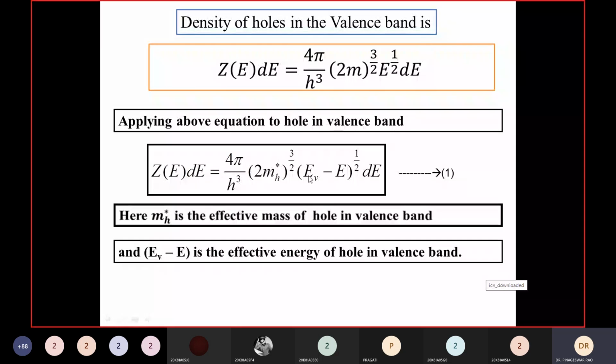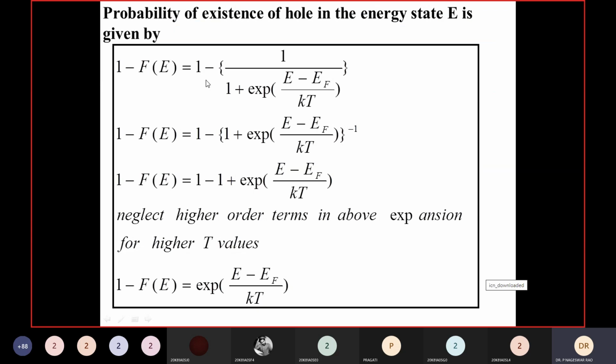Okay, the density of the energy states of holes. Now the probability: this probability means 1 minus f of e. One more consideration we have to take here: e minus ef is less than kt. So this value will become small. That's why we can write this simply as 1 plus exponential of e minus ef by kt, whole power minus 1.